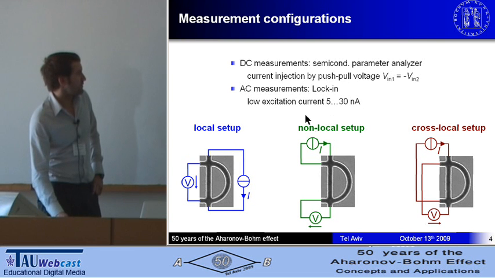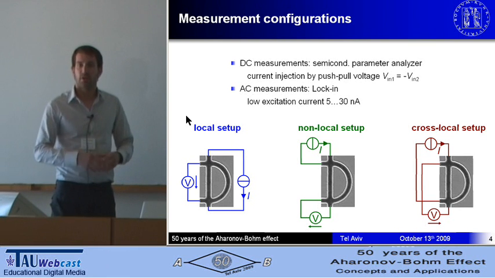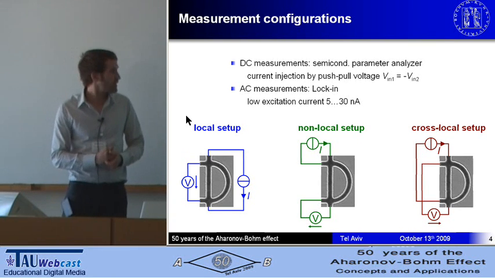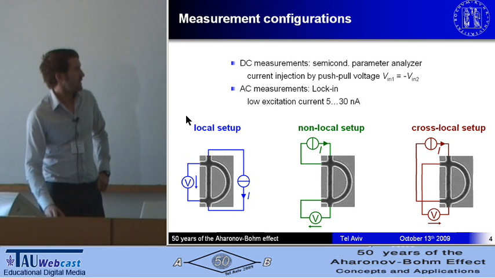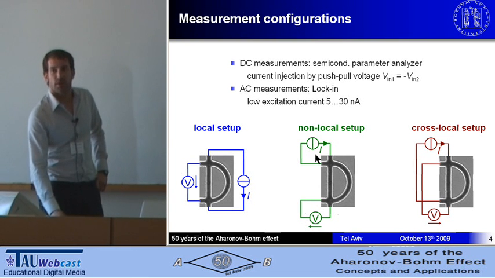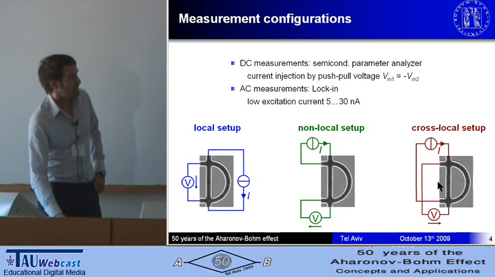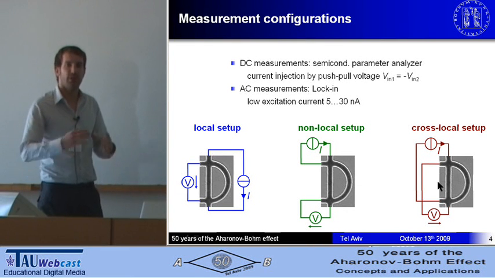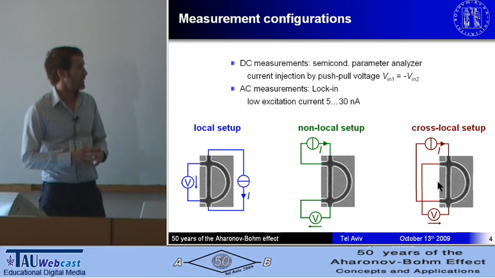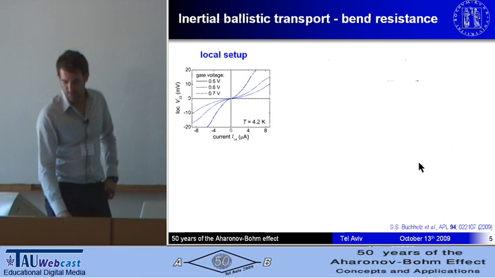And then you can imagine three different measurement setups, and we measured in these setups. In the first one, we measure a voltage drop along the current path. This is why this setup is called the local configuration. In the non-local configuration, we measure the voltage drop down here, that is away from the current path. And then you can imagine a mixture of both, in which we will see that inertial ballistic transport competes with diffusive transport. So let's look at these DC measurements.